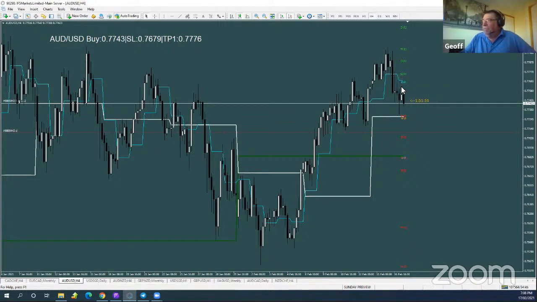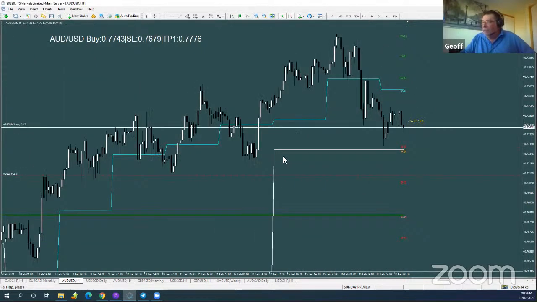The daily pivot is my only drawback. Otherwise, I would have an entry there, and I would have a stop loss under the weekly pivot for the second scale in. Yeah, look, I think I'll hang about. I think I'll wait for that.